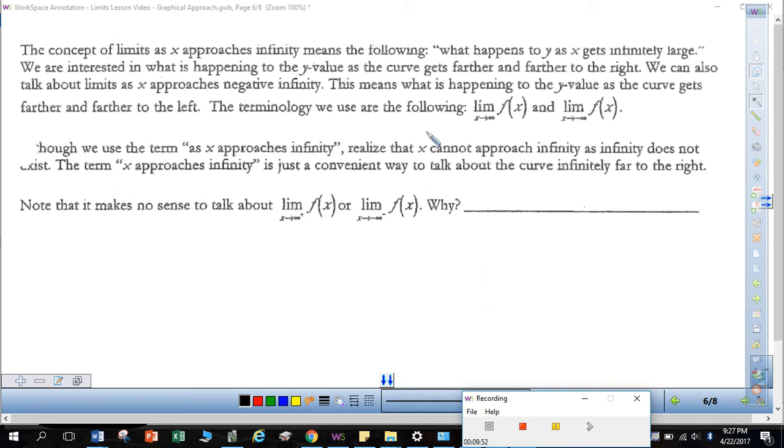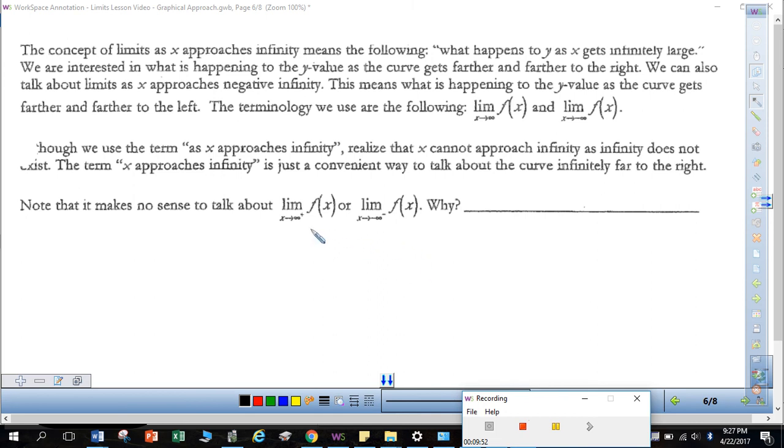The terminology we use is the following. Limit as x approaches infinity. That's looking at what happens as we move further right. The limit as x approaches negative infinity is what happens to the y values as we go further left. Though we use the term as x approaches infinity, realize that x cannot approach infinity, as infinity does not exist. The term x approaches infinity is just a convenient way to talk about the curve infinitely far to the right.